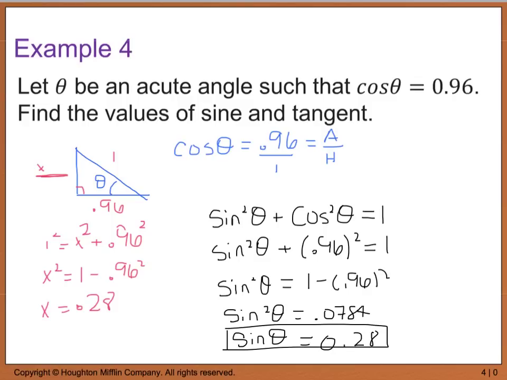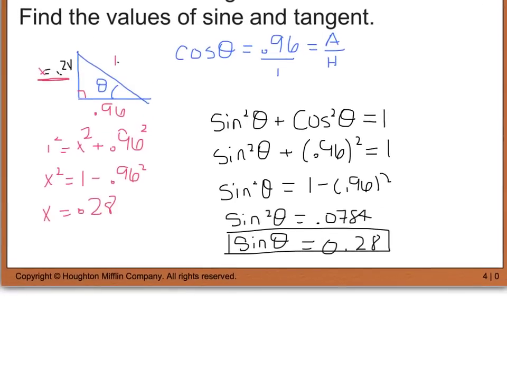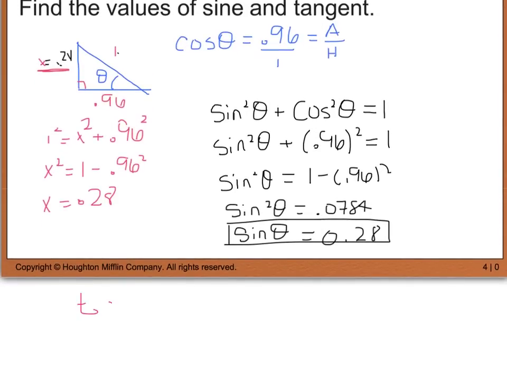So I just fulfilled one of my values. And I found that really with my triangle because I know that sine is opposite over hypotenuse, and we said that x was equal to 0.28. So 0.28 divided by 1 will still give me 0.28. So now that I know sine and cosine, I can go ahead and find tangent. So tan theta is going to equal sine theta, which is 0.28, divided by the cosine, which was 0.96. And this is going to give me 0.292. So I just used my Pythagorean identity to solve for sine and tangent.